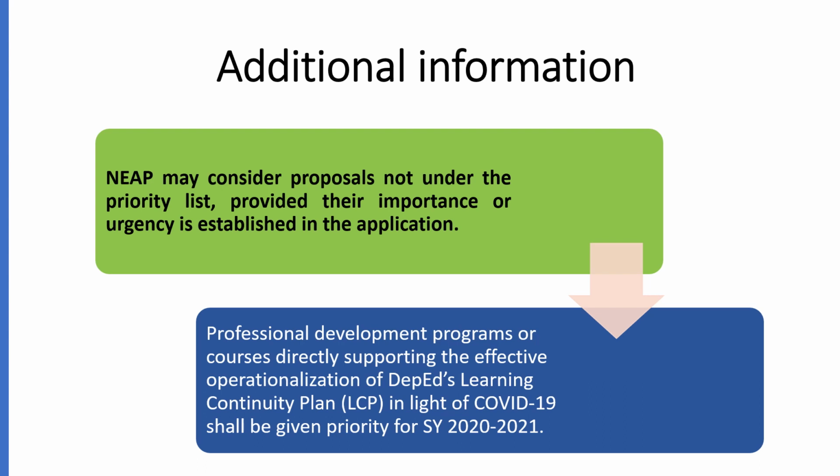Here, we will have to look into a certain flexibility provided in DepEd Order number 1, Section 6, number 18. It says that there is flexibility for the authorized LSPs to submit proposals that are not under the list of PD priorities as long as its urgency or importance is established in the application. Usually, this is done through a rigorous needs assessment by the authorized LSPs on their target learners.